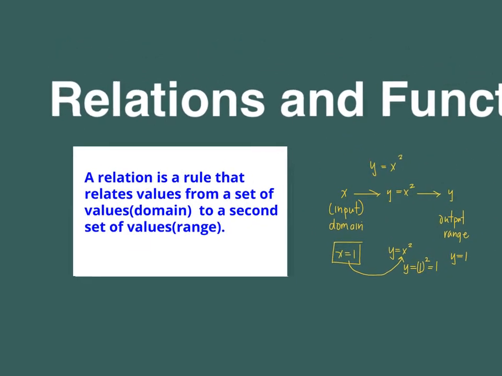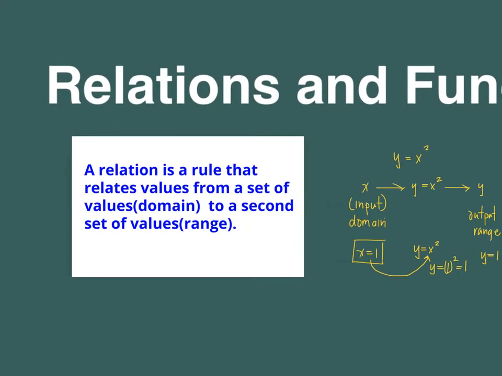Again, always remember that a relation is a rule that assigns values from a first set to another set of values we call the range. So two important terms are being introduced, and that is the domain and the range. Later on, we will be using these two terms in identifying what could be in the first set and what could be in the second set.